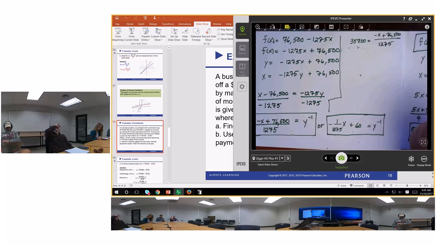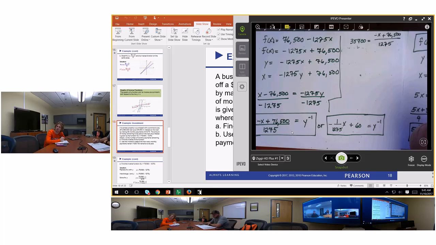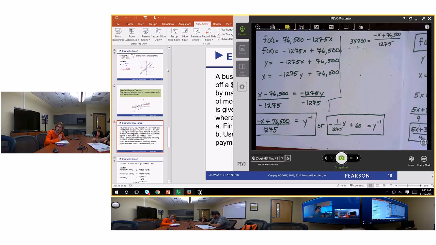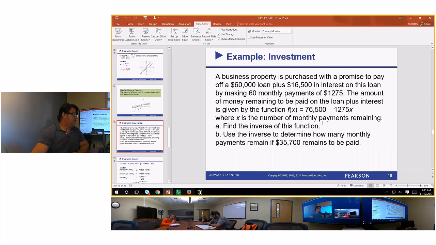What is 35,700 again? The payments you said? I'm sorry, what was 35,700? Hold on, let me go back. I know, I have 76,500, right here. 35,700. I'm sorry. That is, use the inverse to determine how many monthly payments remain if 35,700 remains to be paid. Okay.